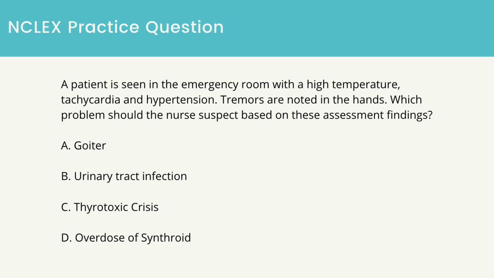Before we begin, let's see if you can get this answer correct. A patient is seen in the emergency room with a high temperature, tachycardia, and hypertension. Tremors are noted in the hands. Which problem should the nurse suspect based on these assessment findings? A. Goiter. B. Urinary tract infection. C. Thyrotoxic crisis. D. Overdose of Synthroid. Learn the answer at the end of this video.